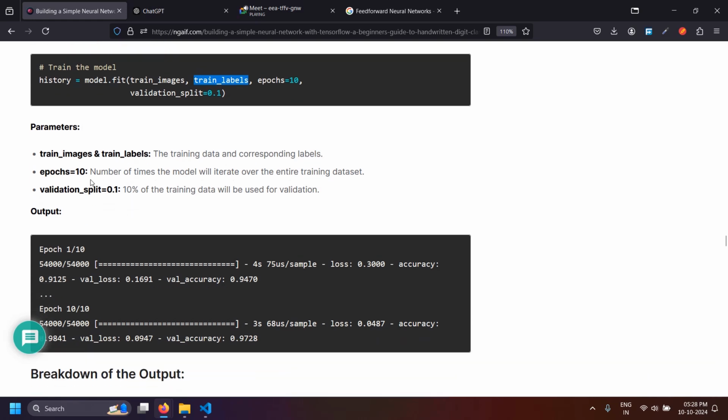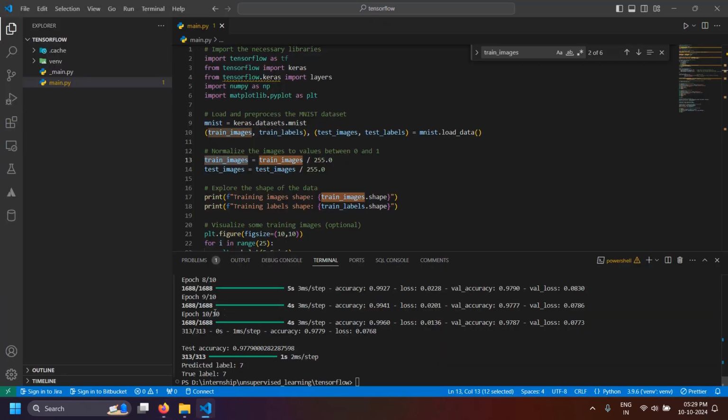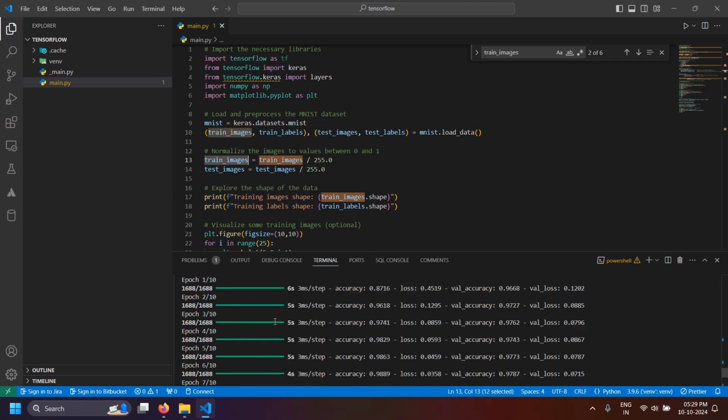Epochs are the number of times the model will iterate over the entire training dataset. It will run 10 times, running through the dataset again and again, and you control this using this parameter. So 10 times it will iterate through the dataset. Look at this, 10 times.